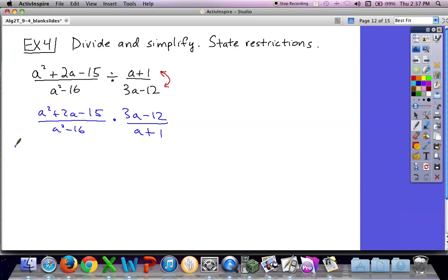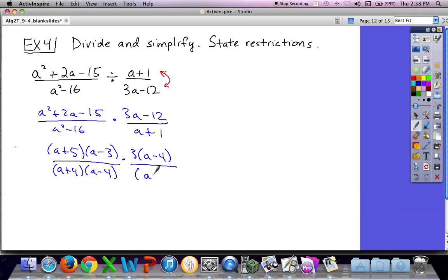Factor, right? And these are all pretty basic factorings, right? Not simple quadratics. So this is a plus 5 times a minus 3 over a plus 4 times a minus 4 times 3 times a minus 4 over a plus 1.